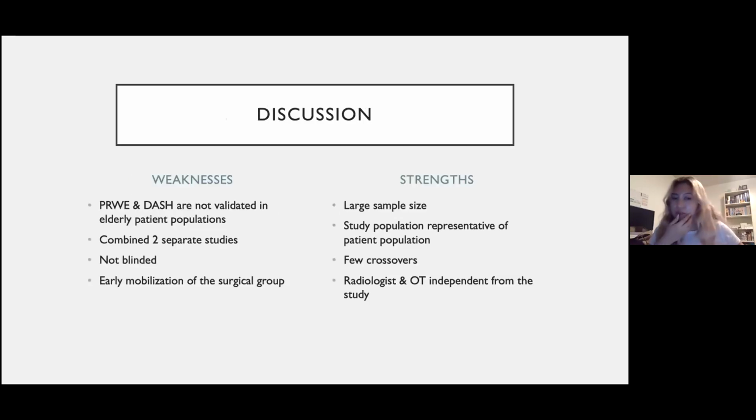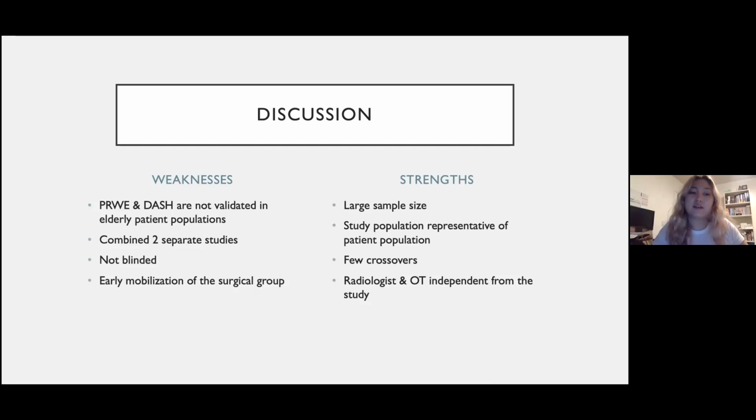So a few points of discussion. While the PRWE and DASH are validated upper extremity outcome measures, they're not validated specifically in elderly patient populations. This is still the best method that they have though, so we can't really hold it against them for not having something different. I've given the DASH before, and there are some questions that are designed, I think, for people who don't already have existing shoulder stiffness, which comes naturally as you age. So if there were ever to be a validated outcome measure specifically for elderly patients, that could be a great addition.